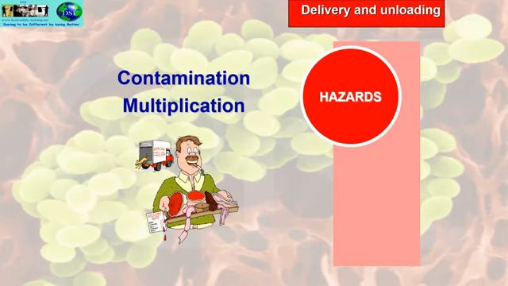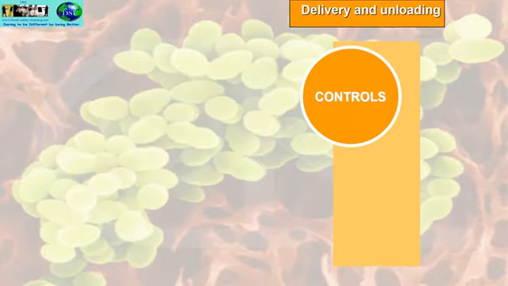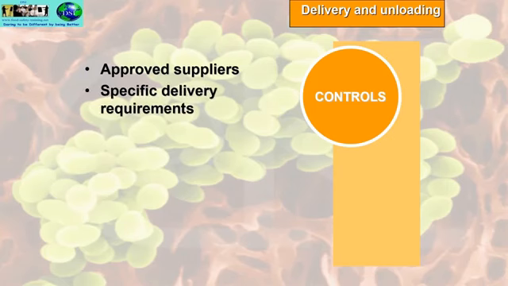So let's have a look at the hazards from delivery to service. With delivery and unloading, we have the possibility of contamination and multiplication. Controls: make sure you use approved reputable suppliers. Make sure you give them specific delivery requirements.